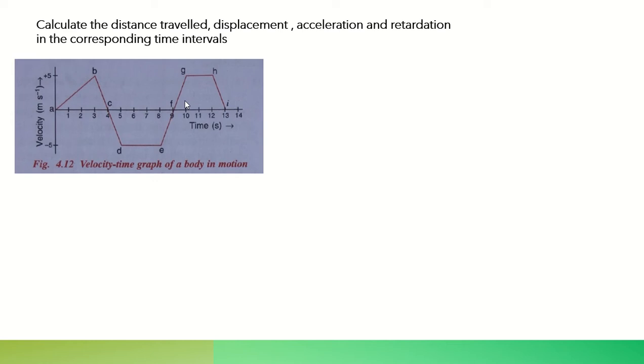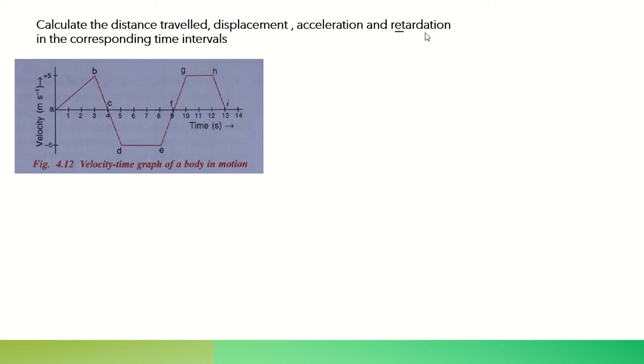So the basic idea behind solving this graph, no matter what shape the graph has, no need to worry about that. We know that the area under the graph will give you the distance traveled and the slope of the graph will give you the acceleration.